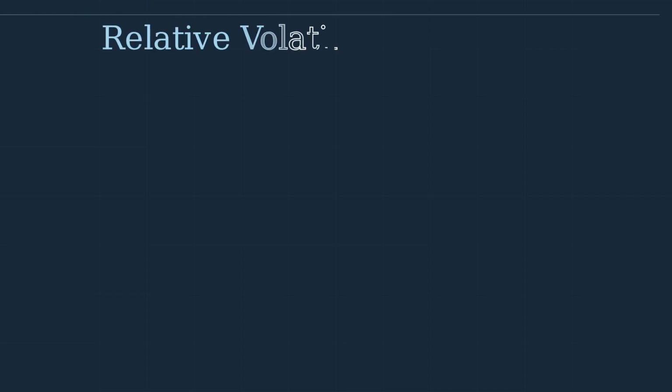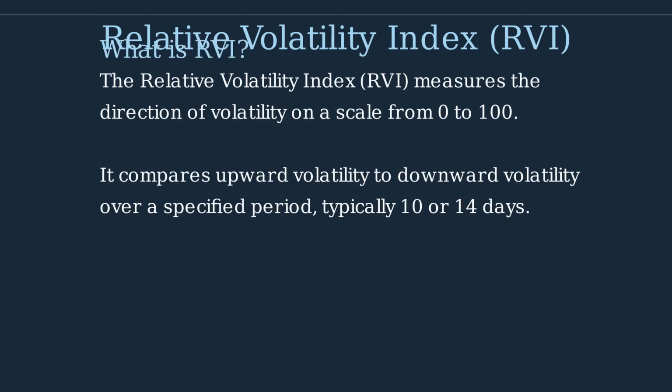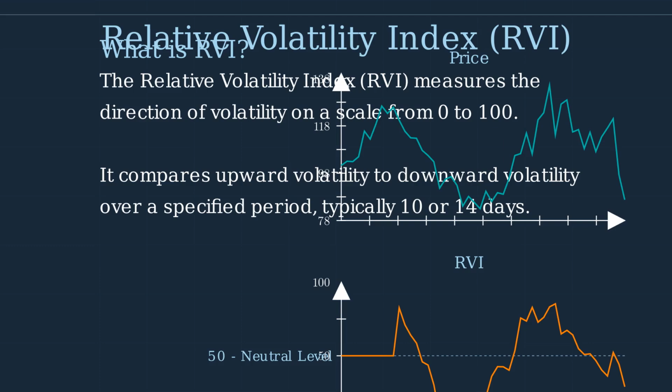The Relative Volatility Index measures the direction of volatility on a scale from 0 to 100. RVI compares upward volatility to downward volatility over a specified period, typically 10 or 14 days. Let's visualize how RVI relates to price movements in the market. Below, we have the Relative Volatility Index showing the directional aspect of market volatility.